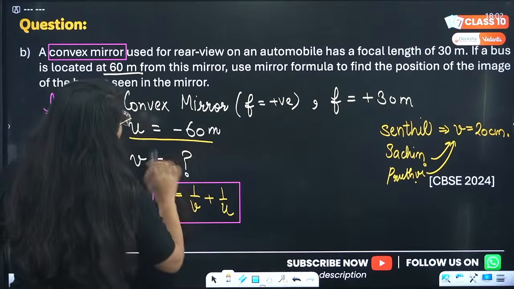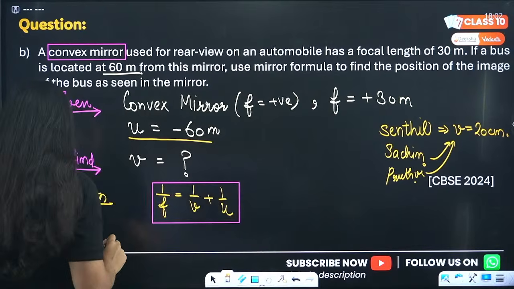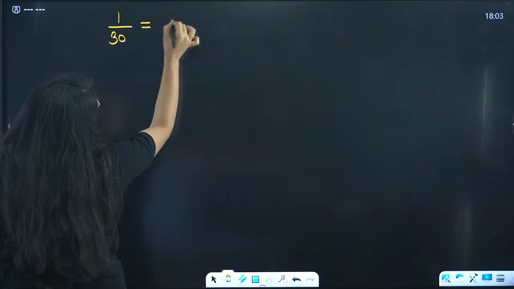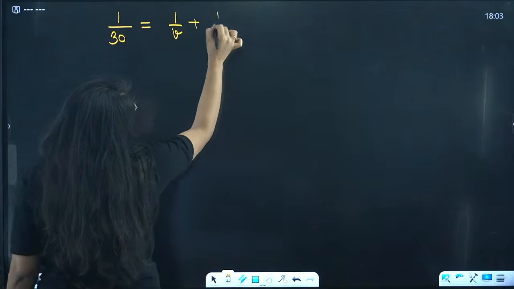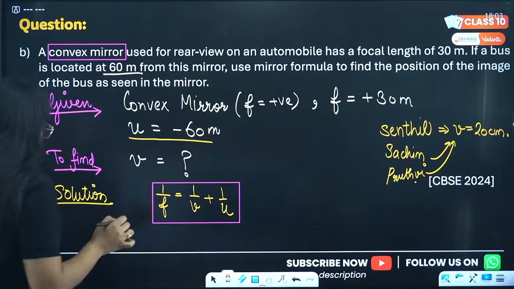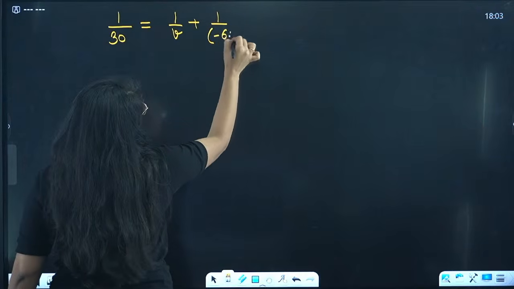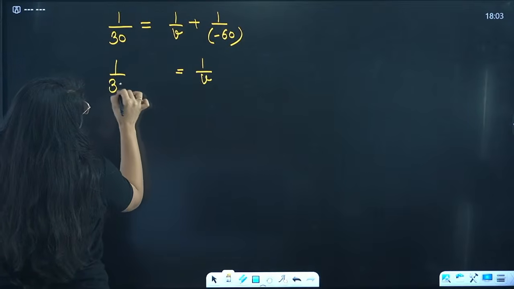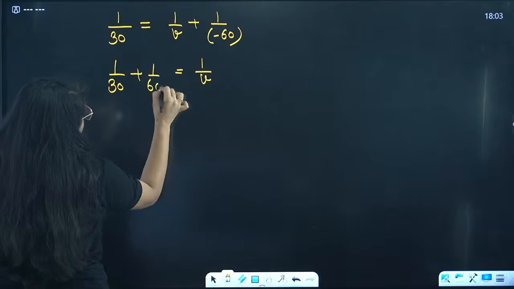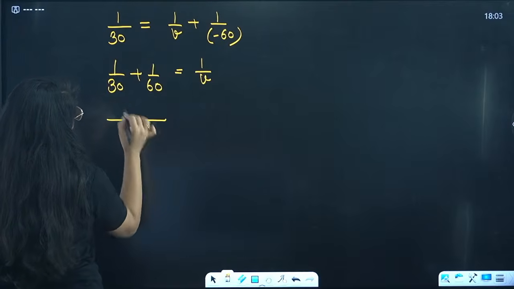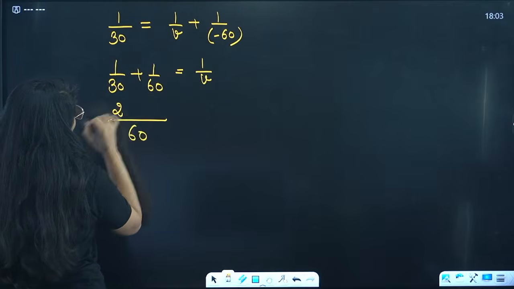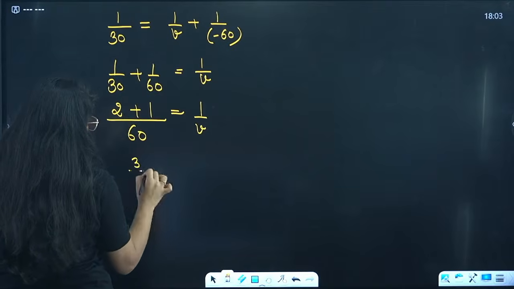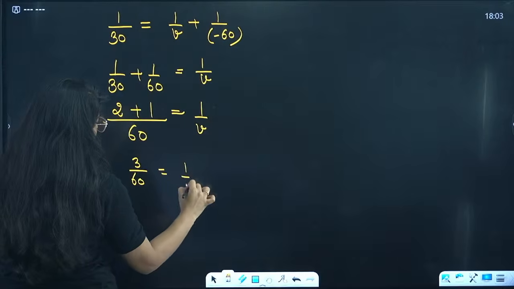We have U as minus 60, and we have F as plus 30. So 1 by 30 equals 1 by V plus 1 by U. U was what? Minus 60. So 1 by V equals 1 by 30 plus 1 by 60. Just take the LCM as 60. 30 into 2 will be 60. 2 plus 1 equals 1 by V. 3 by 60 equals 1 by V.